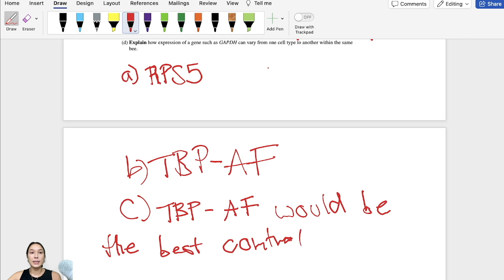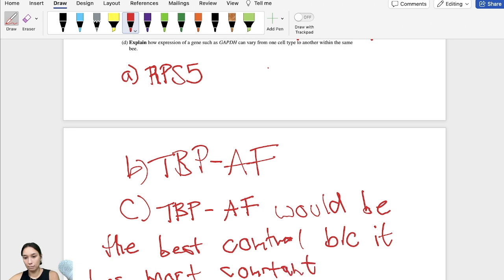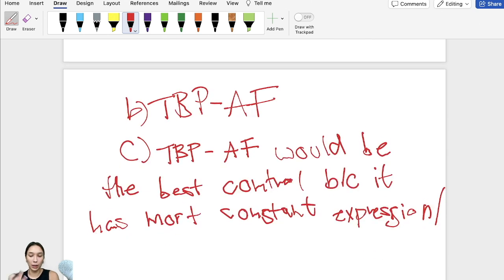So there's a couple different ways that you can say this. The way that I would say it is probably that it has the most constant expression. You could also say it has the smallest range of CQ values. It means the same thing, they're just different metrics. The best control, because it has most constant expression. You didn't have to say both of these, they both mean the same thing, they accepted either. Most constant expression or narrow CQ range.